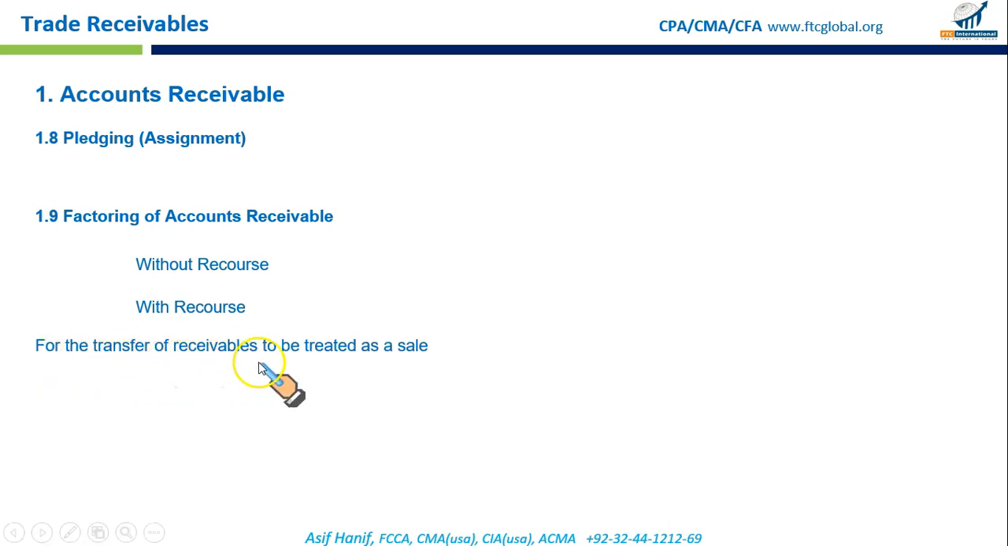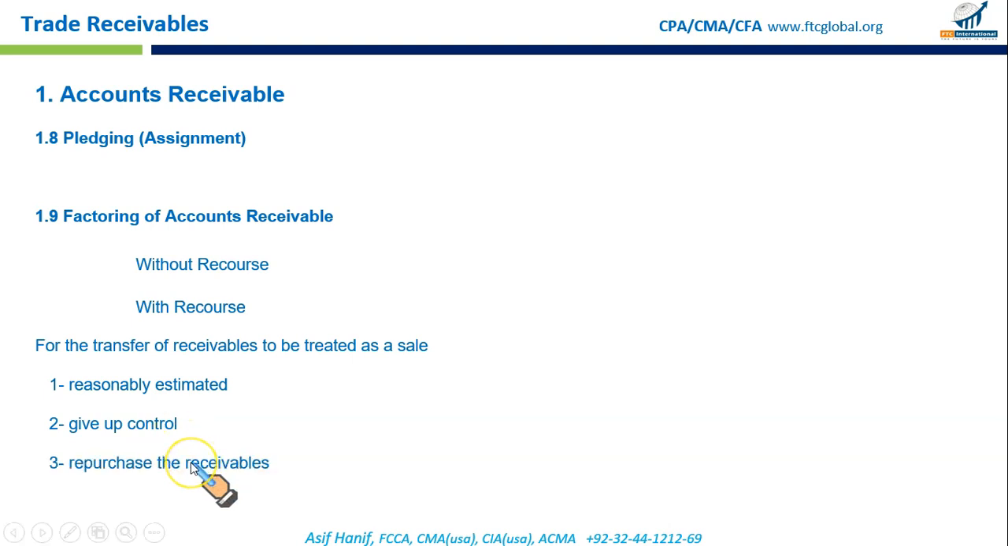For the transfer of receivables to be treated as a sale, there are some conditions to be met. Number one, the seller, the company that is selling its receivables, its obligation for uncollectible accounts must be reasonably estimated, meaning the seller is responsible for those receivables. Second, the seller company must give up the control of future benefits of receivables. And third, the seller cannot be required to repurchase receivables. Like, if the company has sold those receivables, they cannot be required to repurchase the receivables.